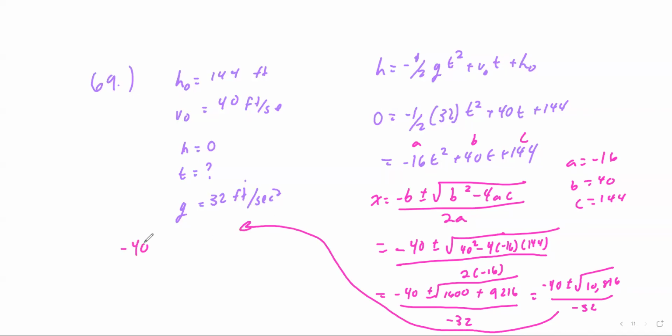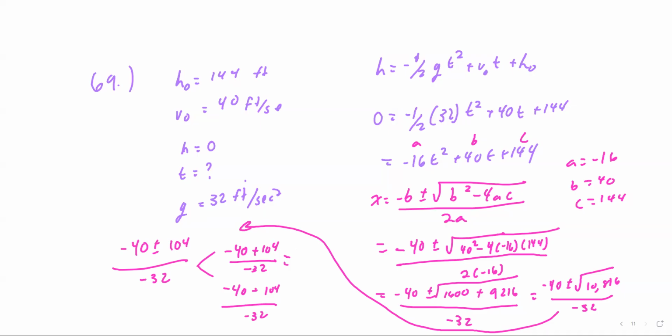I get negative 40 plus or minus. Let's see if that's a perfect square root. It is. It's 104. Nice. All right, so then we split that up into two numbers. We get negative 40 plus 104 divided by negative 32. And then we get negative 40 minus 104 divided by negative 32.